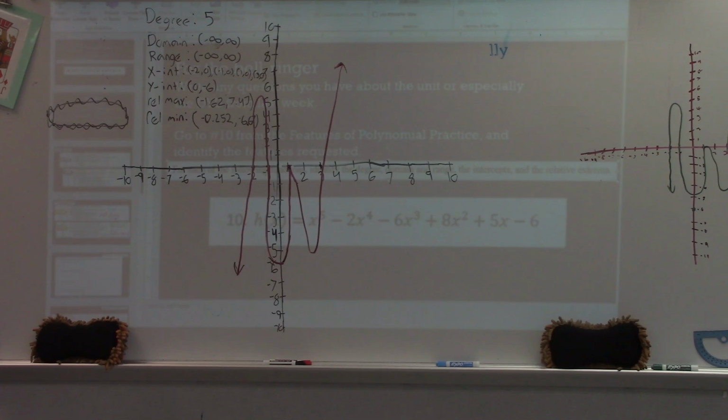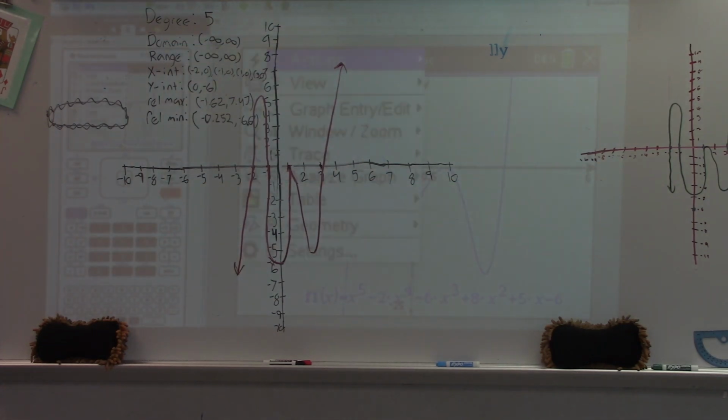So first things first, does everyone have the equation typed into their calculator?